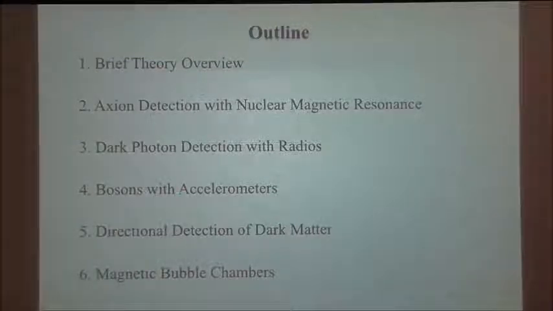Then let me discuss three possible experiments. One is to search for axions with nuclear magnetic resonance. One to search for what's called a dark photon with a rather fancy radio. Then search for bosons with fancy accelerometers.